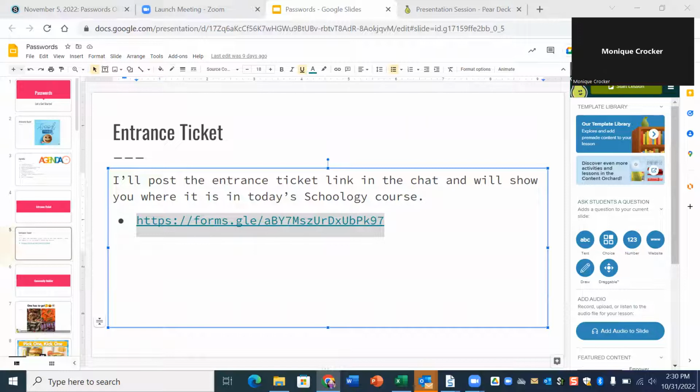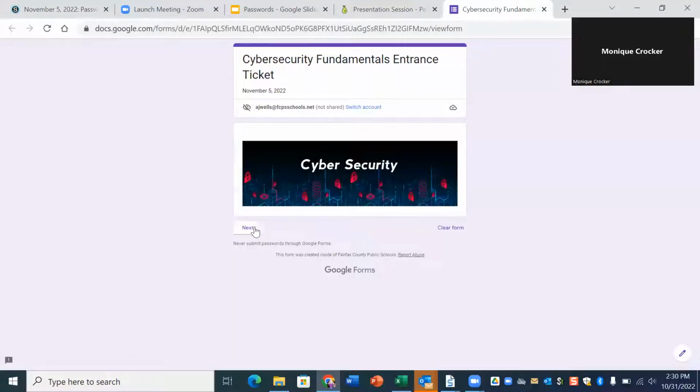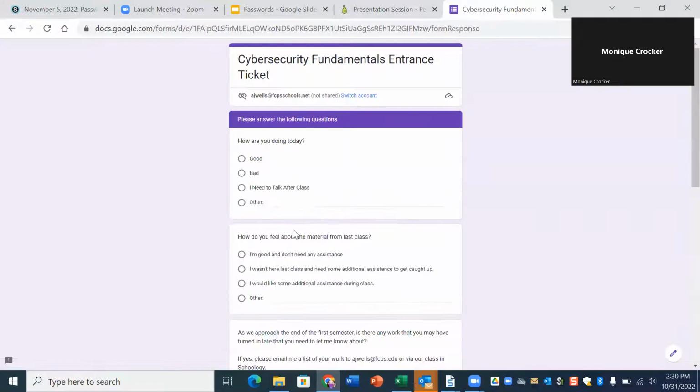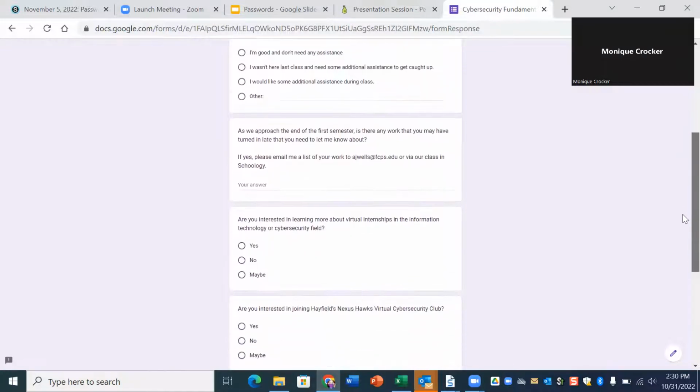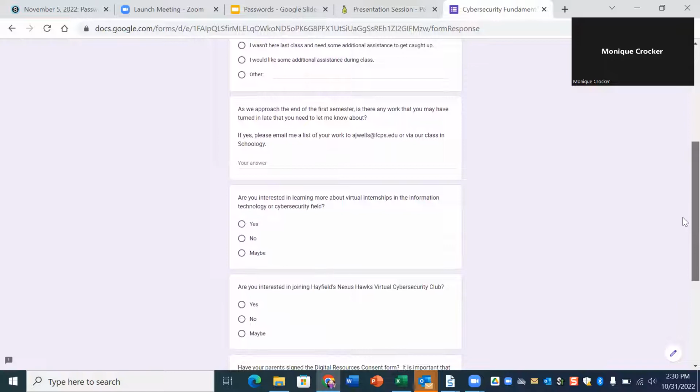On this entrance ticket, guys, just so you know what you'd be looking at, we're going to have a little bit about cybersecurity. How are you doing today? How do you feel about the material from last class? Is there anything you might want to talk to me about as we approach the end of the first semester? And are you interested in learning more about virtual internships and other things in the cybersecurity field? As you guys know, last week I got a lot of them in and shared them with you.